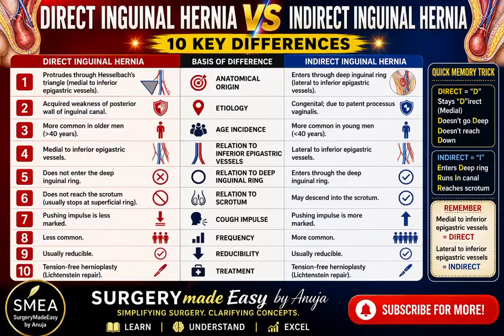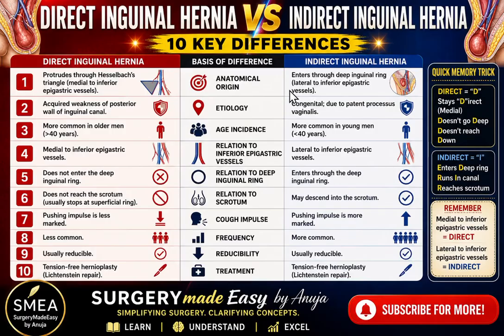Hello everyone, in this video we will see the difference between direct inguinal hernia and indirect inguinal hernia. Now anatomically, the direct inguinal hernia, the swelling protrudes through the Hesselbach triangle which is medial to the inferior epigastric vessels, whereas your indirect inguinal hernia enters through the deep inguinal ring.